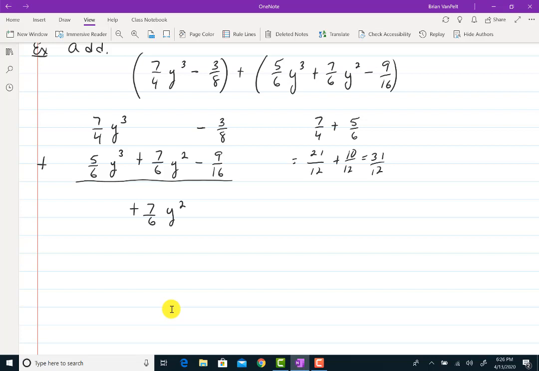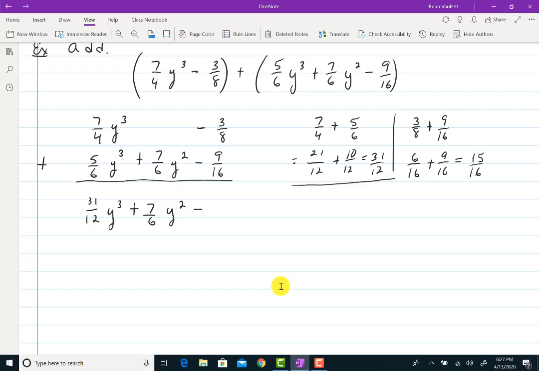So I'll get 31/12 y to the third. These both have the same sign, so I'm adding. So I'll set these over to the side. I'll have 3/8 plus 9/16, which is the same as 6/16 plus 9/16, which is 15/16. So I get minus 15/16. There's nothing harder about dealing with fractions, but they are more complicated.